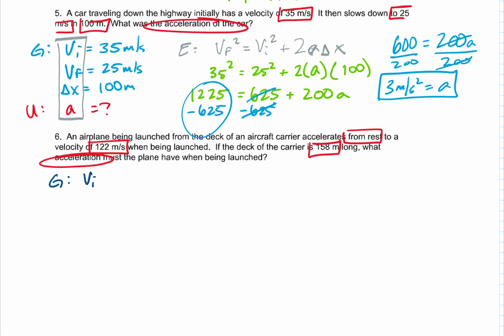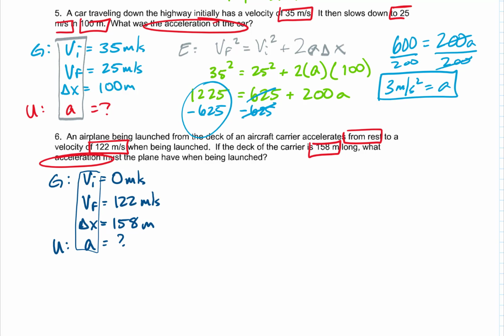My givens. My initial velocity, since we're going from rest, is 0 meters per second. My final velocity is 122 meters per second. My displacement is 158 meters. And my unknown is the acceleration. So what we need to do is find the equation that has all of those things in it. So for my equation, same one, v final squared is equal to v initial squared plus 2a delta x.